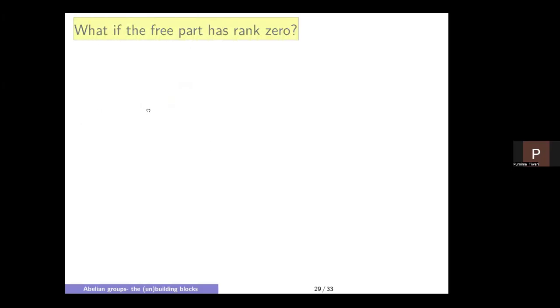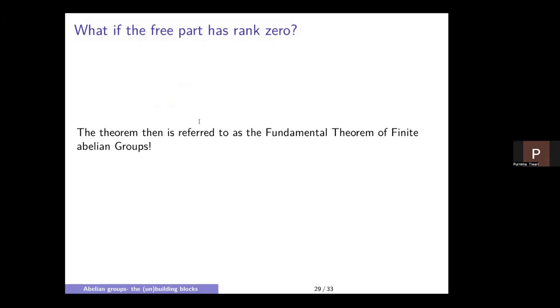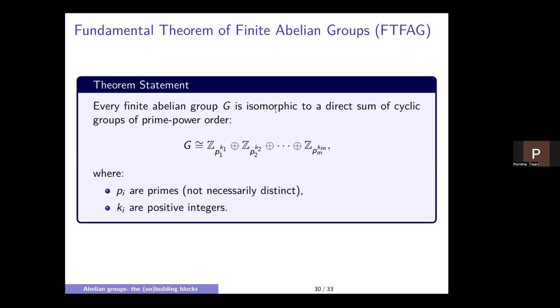We have already addressed this since the beginning. What if the free part has the rank 0? Then the theorem is referred to as the fundamental theorem of finite Abelian groups rather than the fundamental theorem of finitely generated Abelian groups. This was the point of having this talk, just to show that the fundamental theorem of finite Abelian groups is a special case where rank is equal to 0, when we talk about the fundamental theorem for finitely generated Abelian groups. The free part is not mentioned here now, because the rank has become 0.